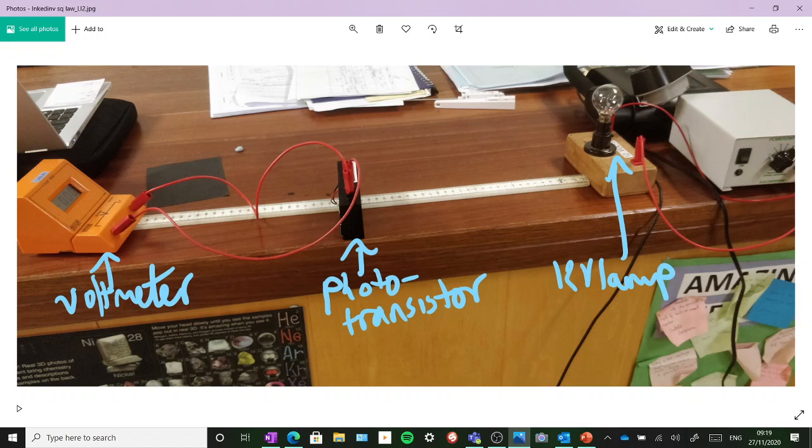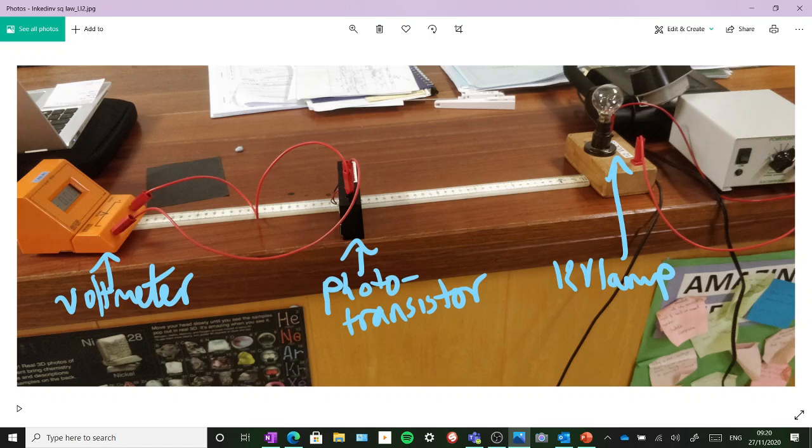Okay, so light bulb. We've also got a phototransistor here. This little black thing here is a phototransistor. If you remember from when you did semiconductors, you might not remember, it's basically when light falls onto it, it sends a signal. It's connected to a voltmeter. So that voltage reading on the voltmeter is directly proportional to the amount of light that's landing on the phototransistor. So it's basically a light sensor.